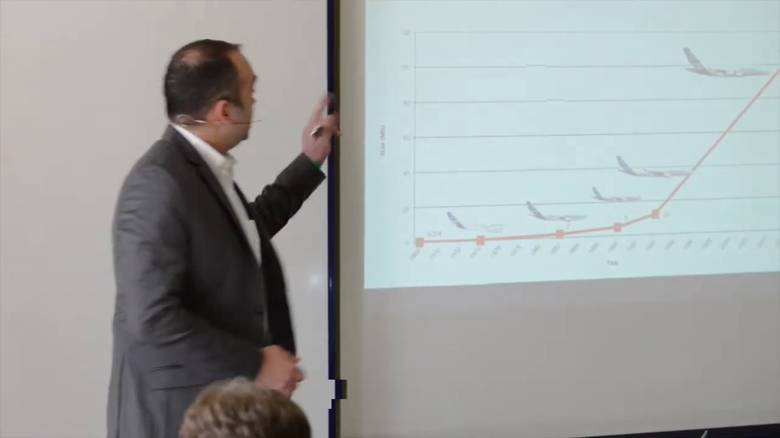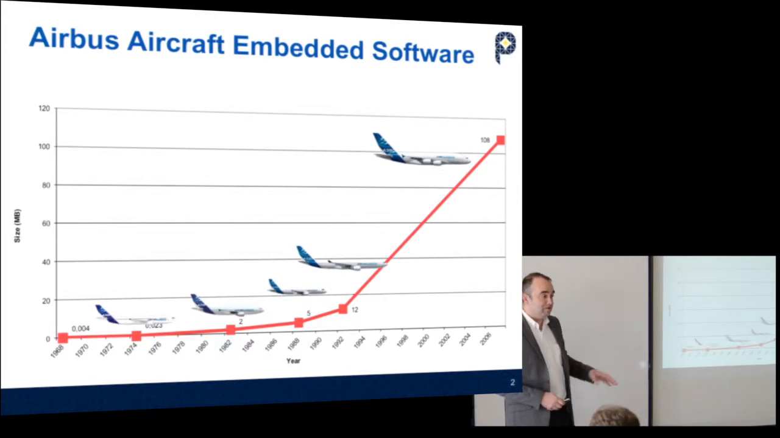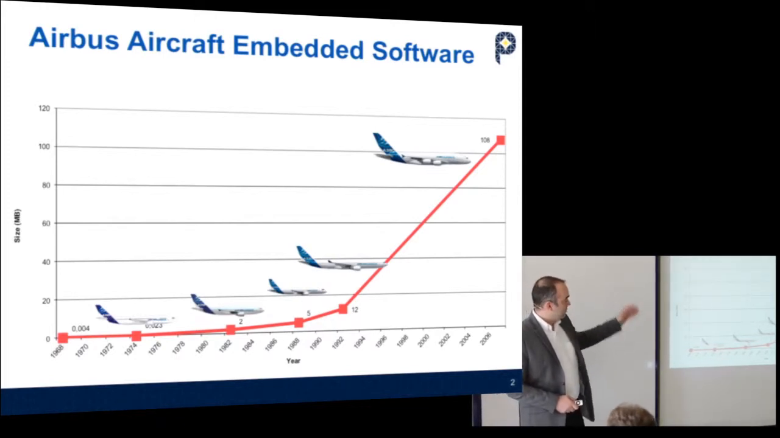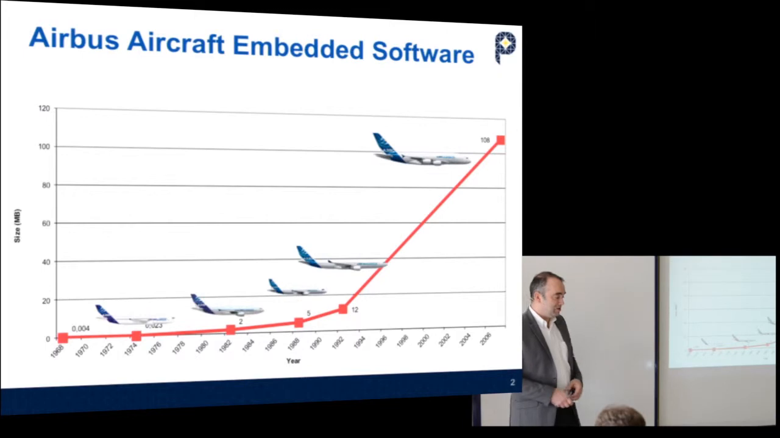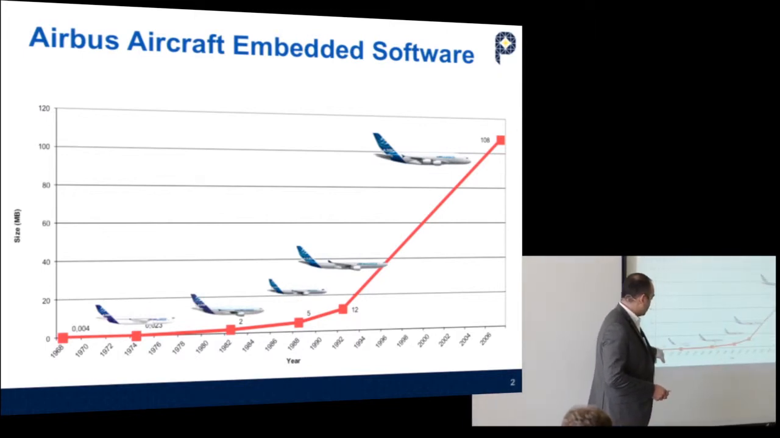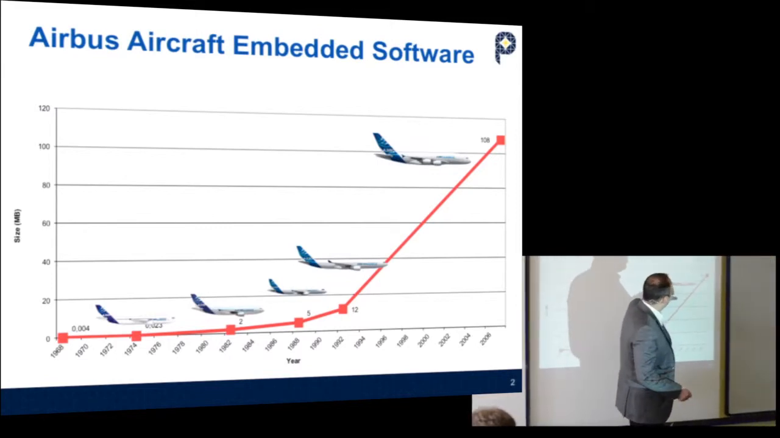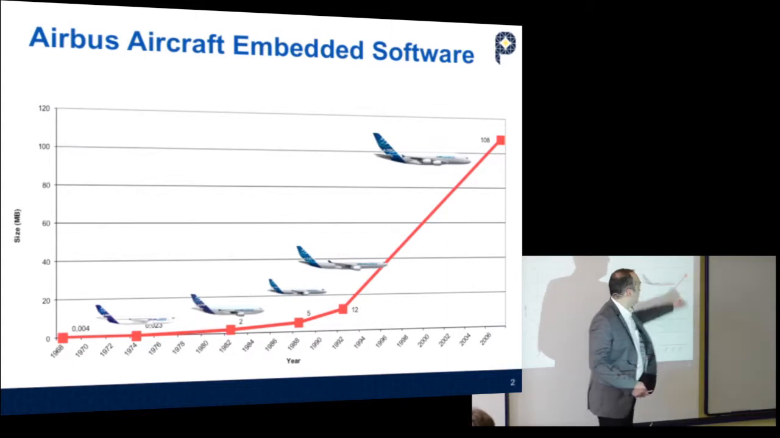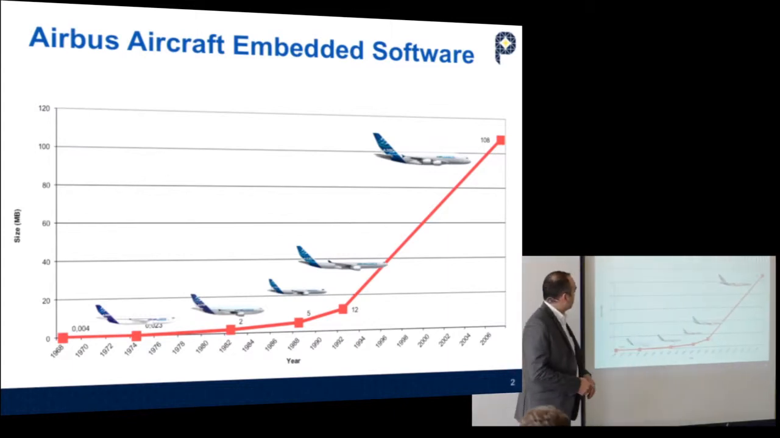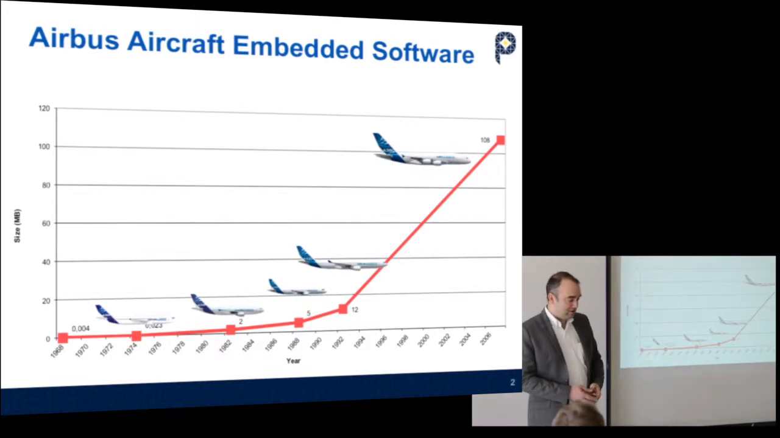So at the beginning, when we talk about embedded systems, it's this kind of embedded system, something like all the software that is embedded in Airbus aircraft. In the first aircraft, there were maybe 4 kilobytes of code or something like that. And if you consider the A380, you have hundreds, 100 megabytes of code, so that's something really significant.